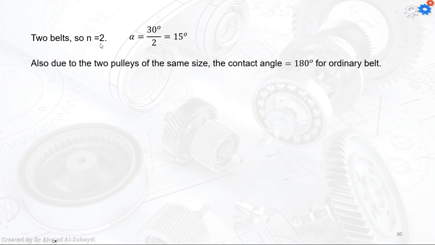So we have two belts, so the alpha is going to be equal to 30 divided by 2, and this will be equal to 15. Also, due to the two pulleys of the same size, the contact angle is going to be 180 degrees for an ordinary belt.